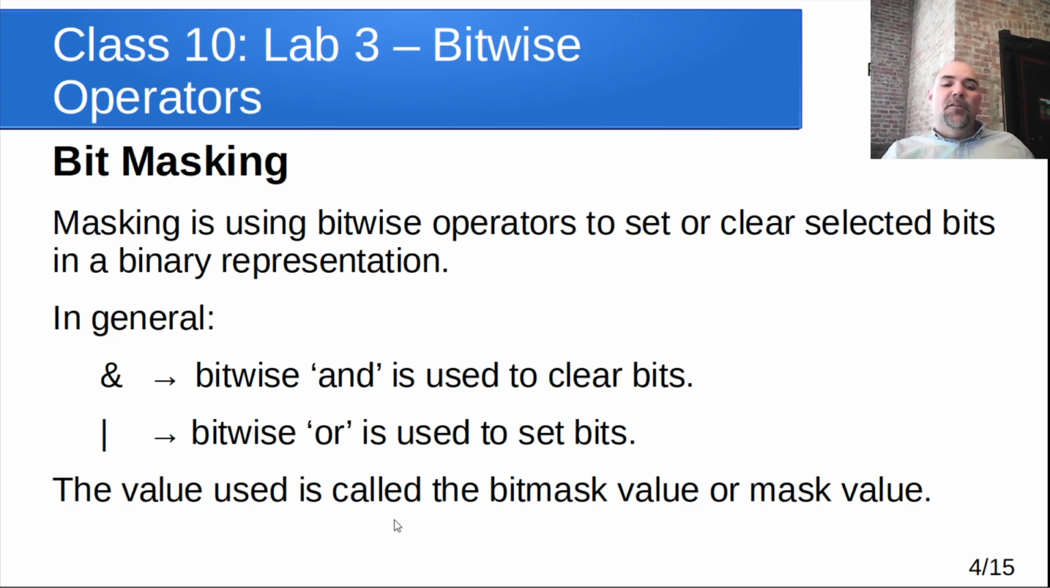So the value used in that bitwise operation when we're doing bit masking is usually called the bitmask, or just the mask value, or bitmask value. And so we might see that terminology somewhere, like, okay, what's the mask value we need, or what's the bitmask for this? That's referring to the pattern we're going to use to force a bit to be off or force a bit to be on.